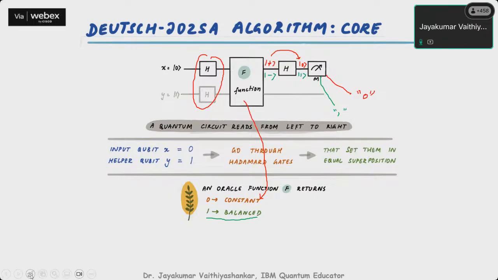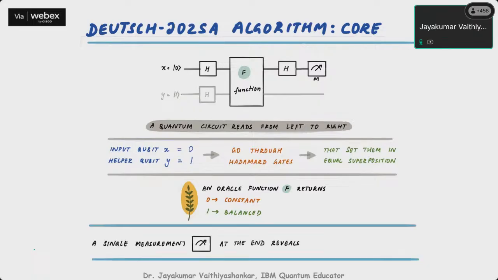So recall all these ideas. Okay, so in a single measurement, you are able to identify whether the given function is constant or balanced. So this is the beauty of the Deutsch-Jozsa algorithm. Okay, I will repeat, no issue.